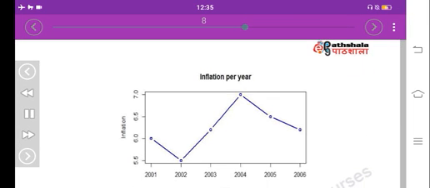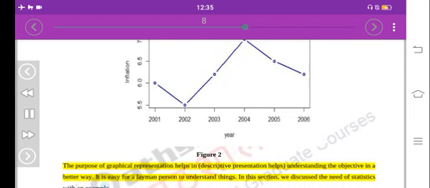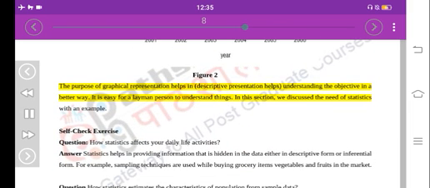Figure 2. The graphical representation and descriptive presentation help in understanding the objective in a better way. It is easy for a layman to understand things. In this section, we discuss the need of statistics with an example.